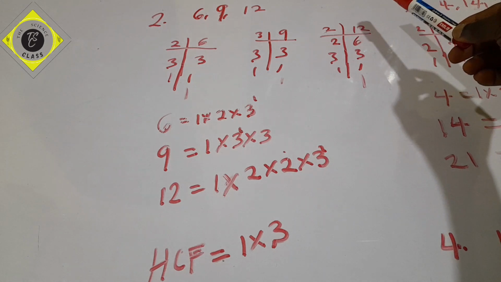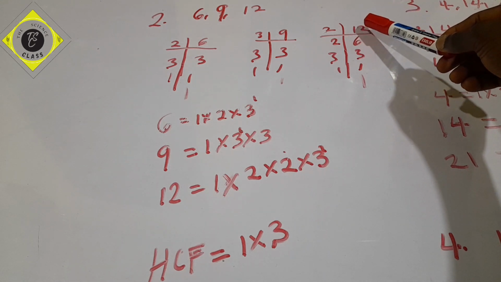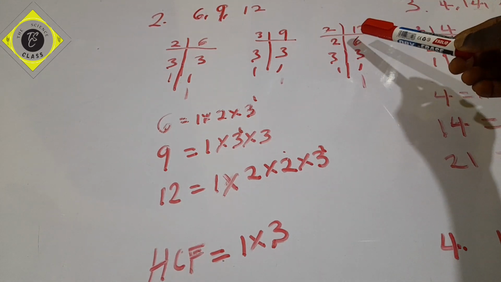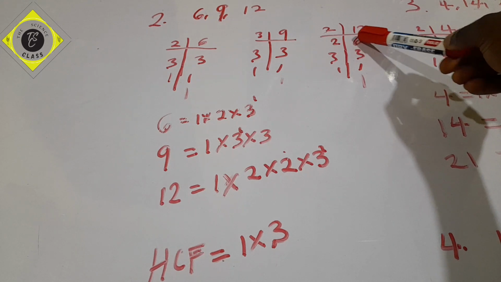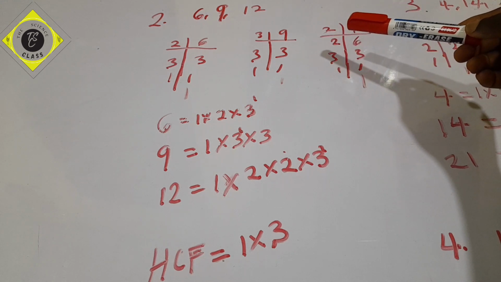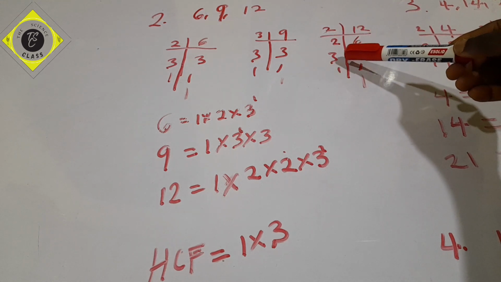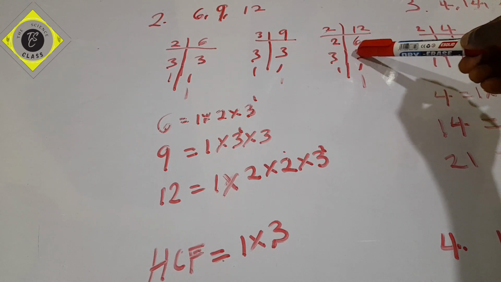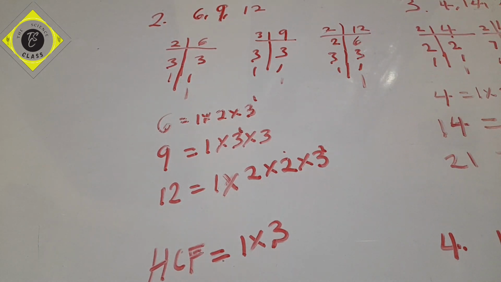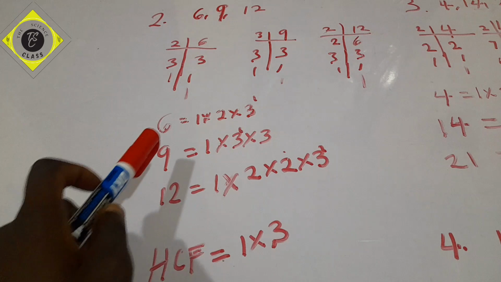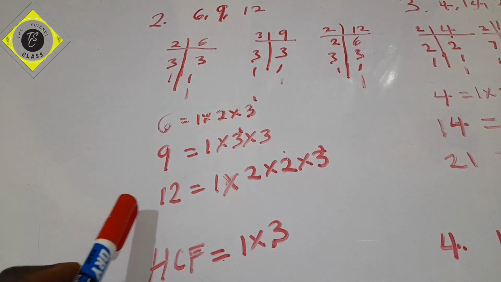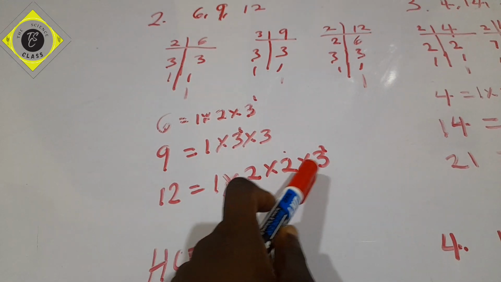We move to the next number, which is 12. 12 divided by 2 is possible. It gives us 6. Then 2 can also go into 6. So 6 divided by 2 gives us 3. Then 2 can no longer go. We move to the next prime factor, which is 3. This 3 divided by 3 gives us 1. Then 1 divided by 1 gives us 1. So splitting out the factors now, we have 6 equals 1 times 2 times 3. 9 equals 1 times 3 times 3. 12 equals 1 times 2 times 2 times 3.